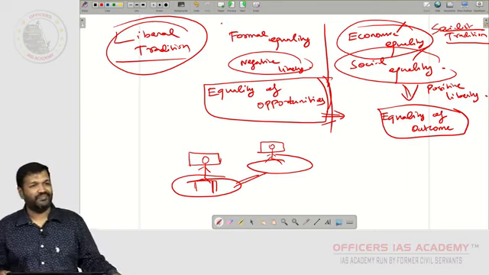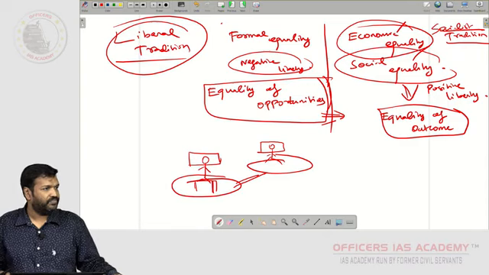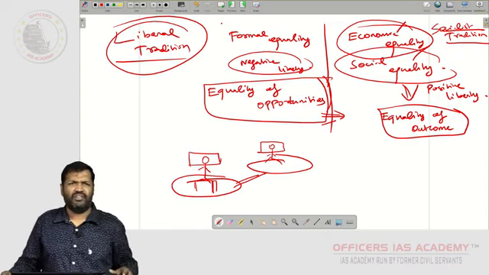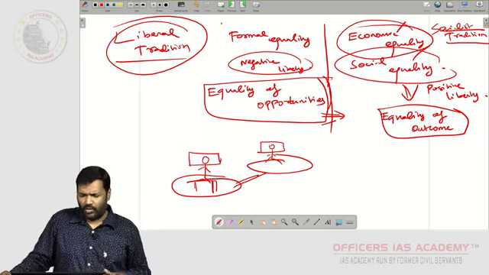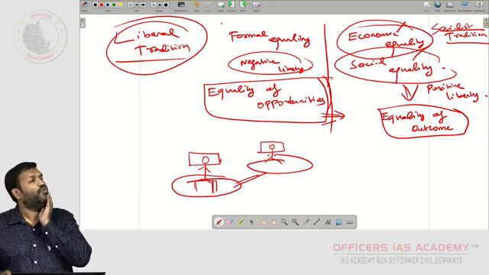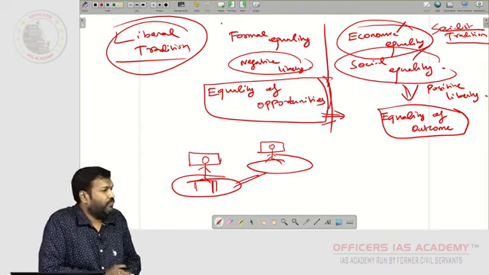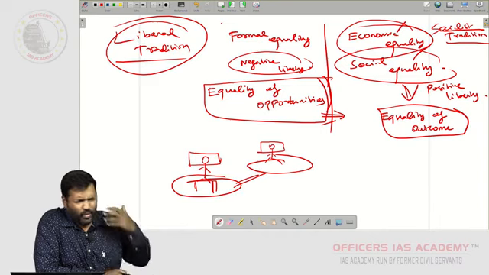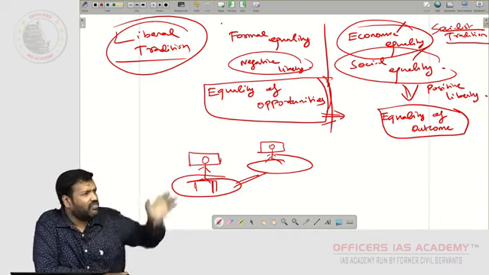So now, whether this concept of equality and this concept of liberty go hand in hand or are contradictory to each other, that is the real question. There are many concepts of equality that we have seen: formal equality, foundational equality, economic equality, equality of wealth. Every society, every thinker wants to create some kind of equality. For them, this is what equality is all about.